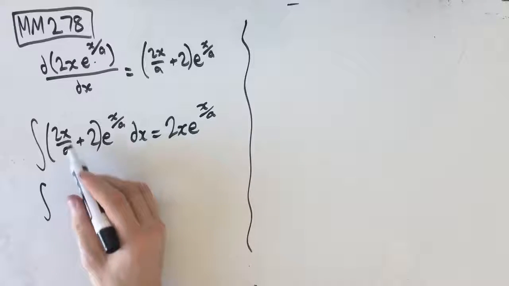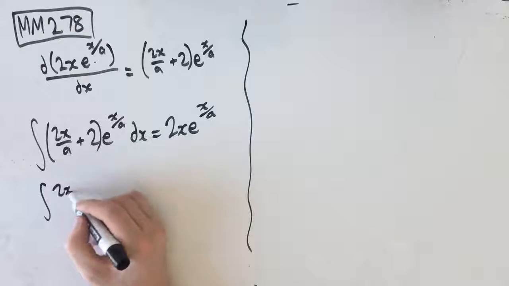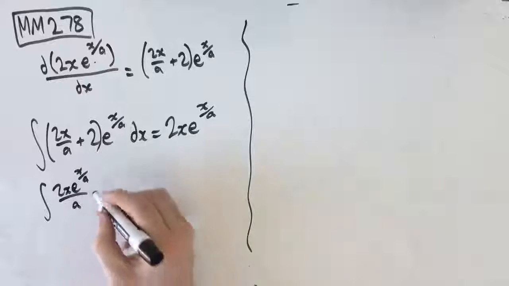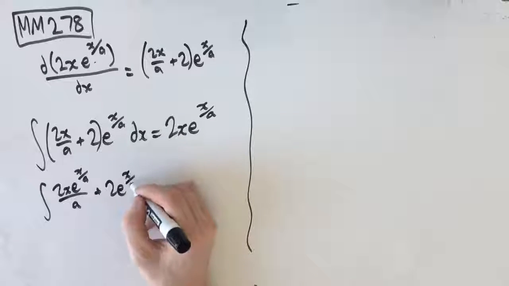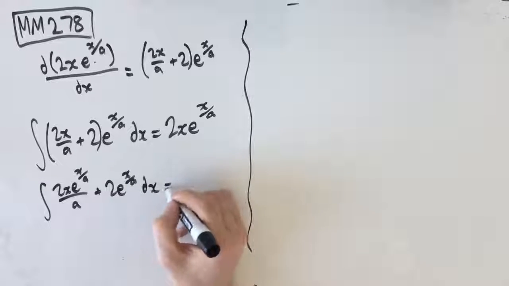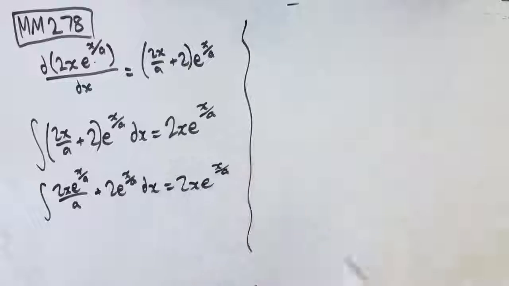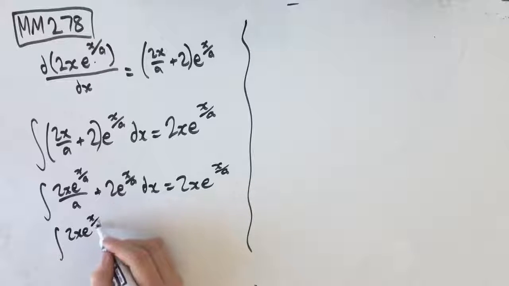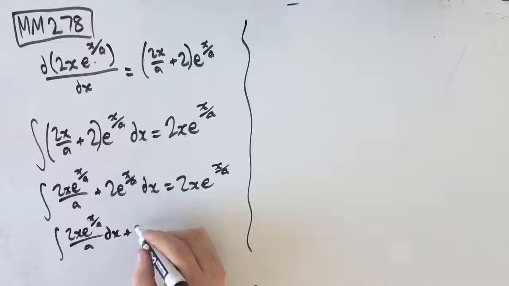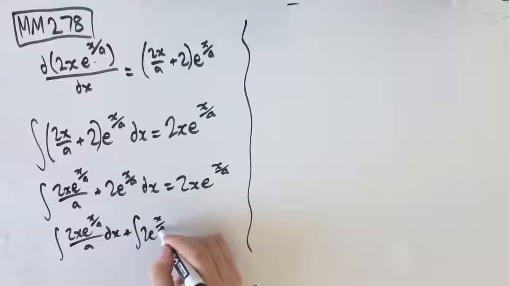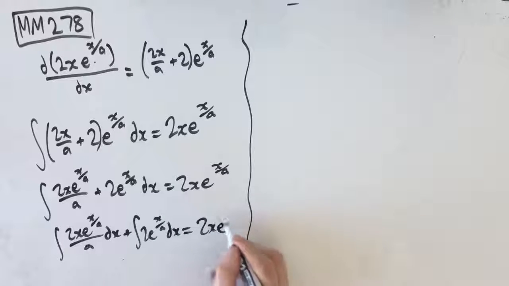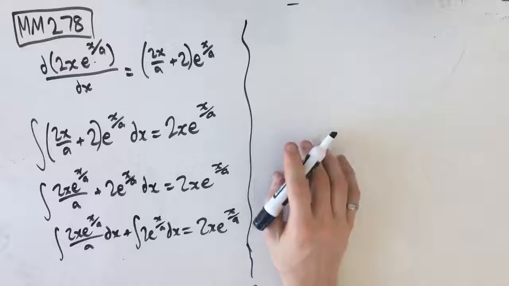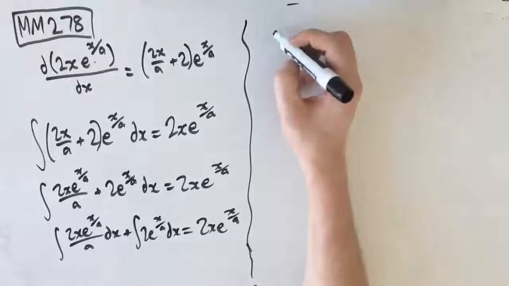From here, we're going to actually just expand all this out. So we end up getting the integral of 2x e to the x on a over a plus 2e to the x on a dx equals 2x e to the x on a. Awesome. Now from here, we're actually going to split up these two integrals. So we get the integral of 2x e to the x on a over a dx plus the integral of 2e to the x on a dx equals 2x e to the x on a. Now I know this is a lot of stuff going on, but just see if you can follow along. If you can't, just chuck it in the comments below and I'll answer any questions you've got.